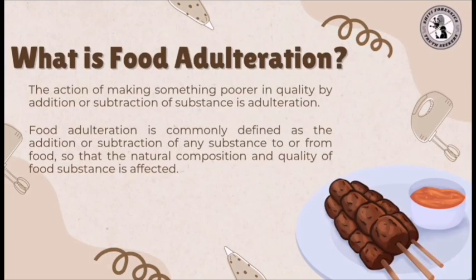So, what is food adulteration? The action of making something poorer in quality by the addition or subtraction of a substance is adulteration. And what is food adulteration? It is basically the addition or subtraction of any substance to or from the food so that the natural composition and the quality of the food substance is affected.